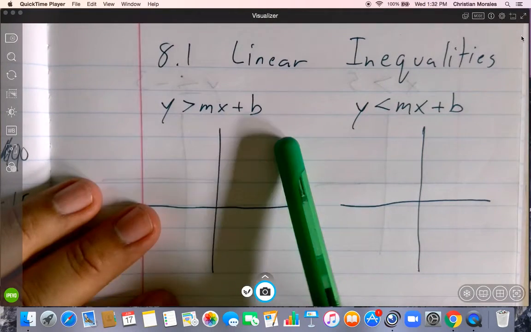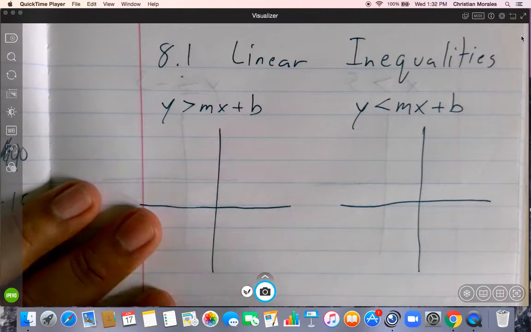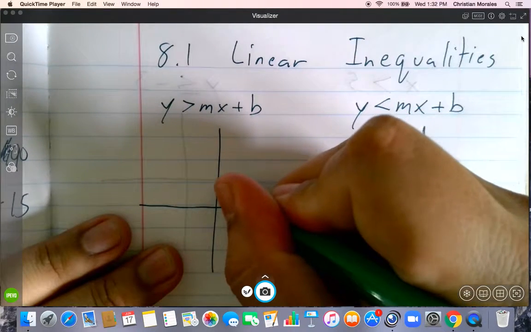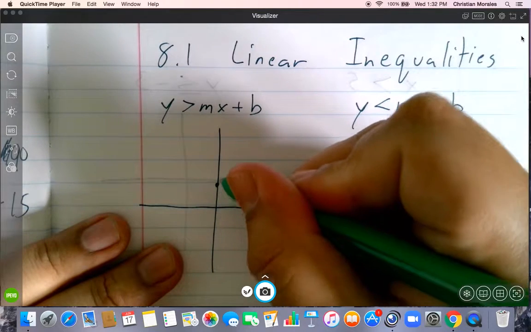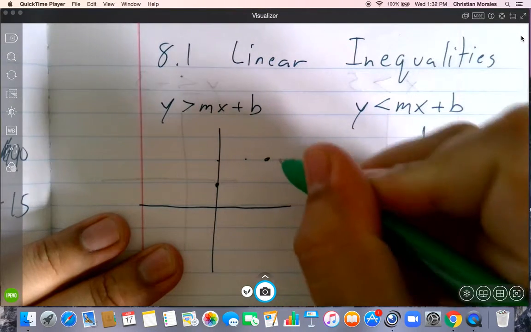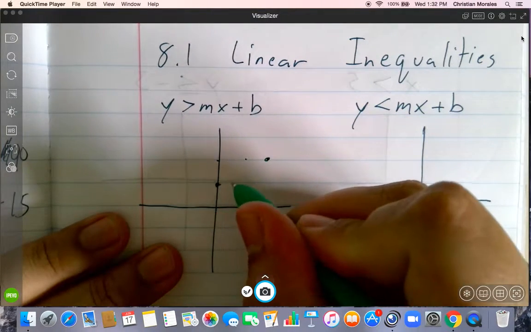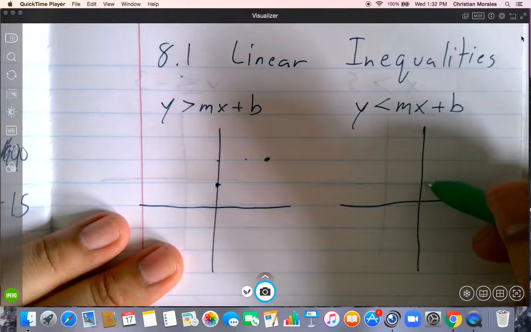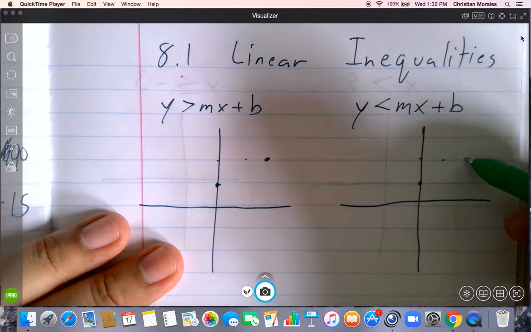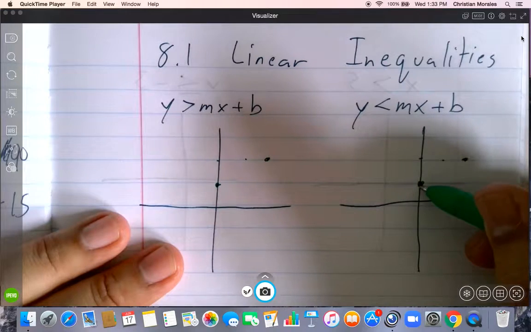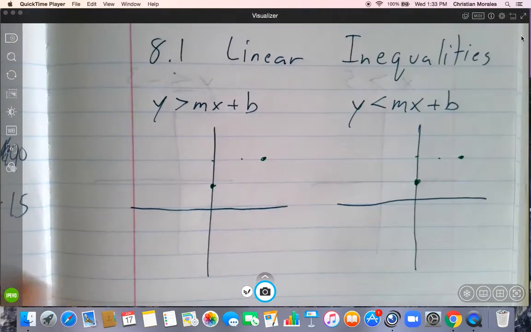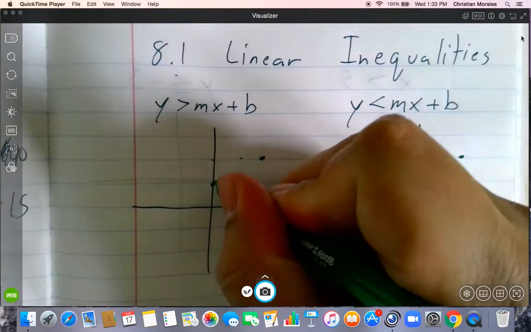So let's just pretend we have the same line. So let's just say we have a starting point of 1 and a slope of up 1 over 2. So your line goes from here to here. Do the same thing over here. Now, starting point, slope. So let's say we have the same slope and the same starting point.